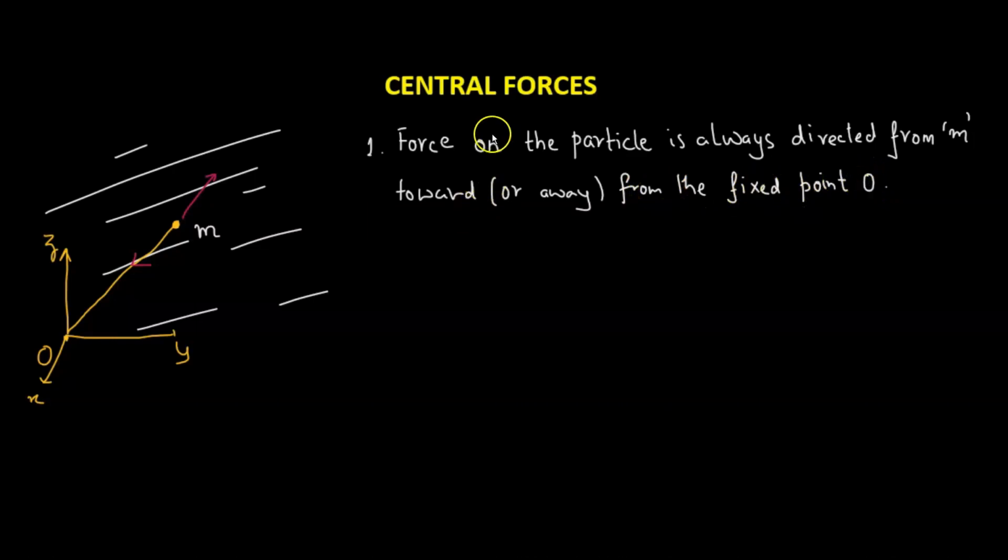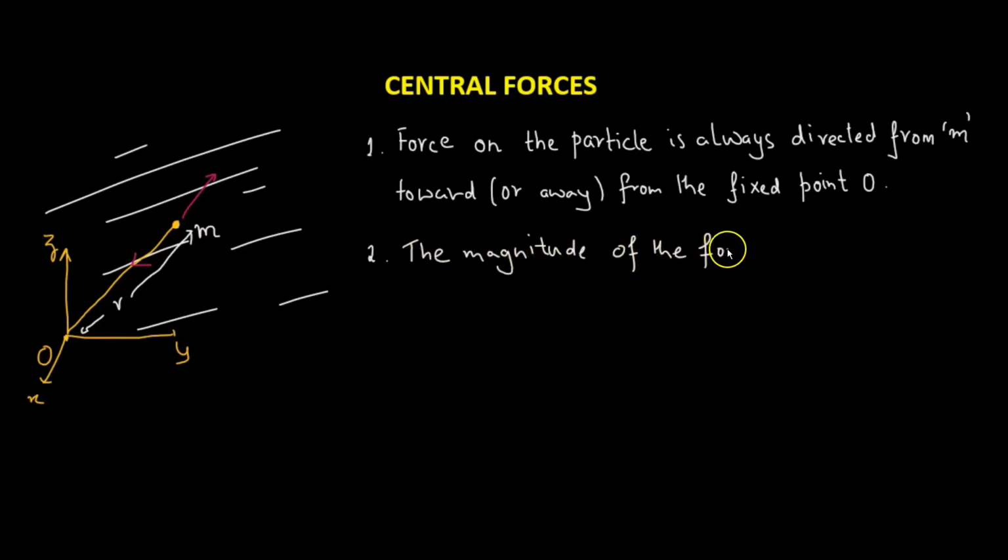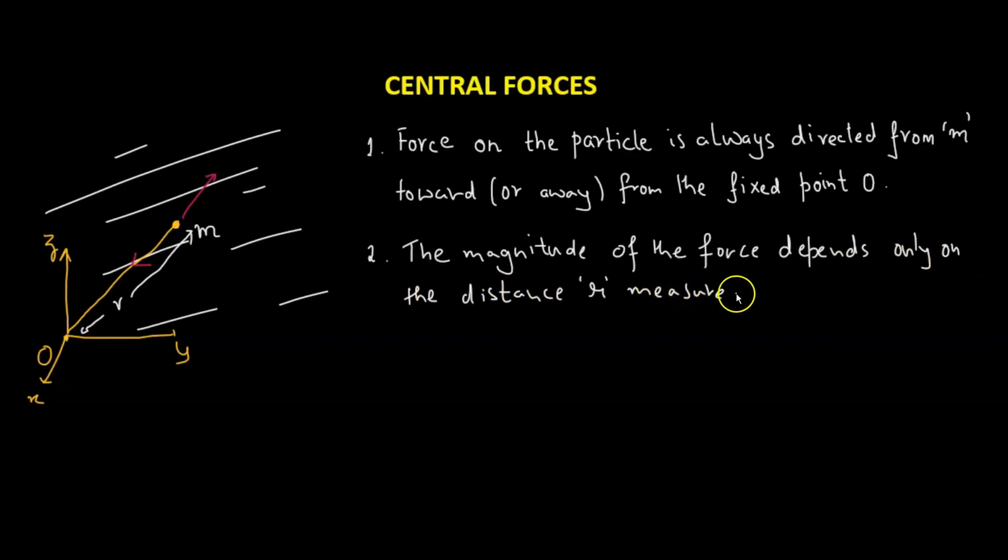Right. Then we look for the second criterion. The second criterion is that the magnitude of the force must be a function of the distance between the fixed point and the point where the object in study is present. So this will be criterion number 2. The magnitude of the force that acts on the particle of mass m depends only on the distance measured from the fixed point O.